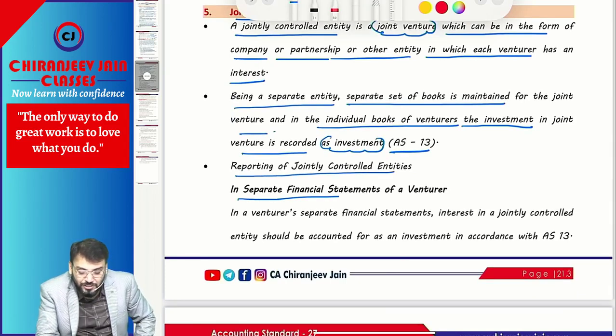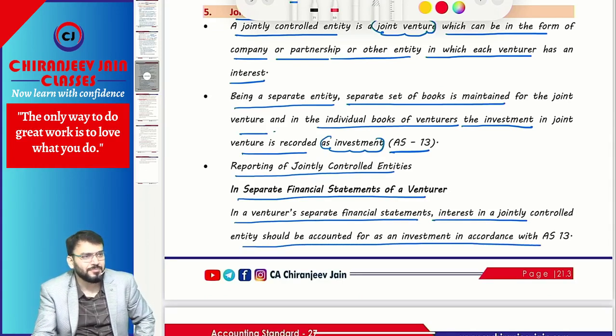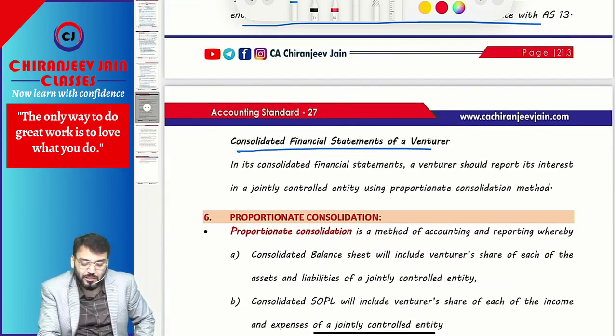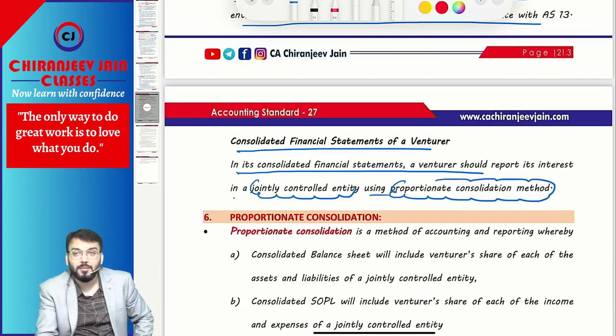Reporting of jointly controlled entity. In the venturer's separate financial statements, interest in jointly controlled entities should be accounted for as investment in accordance with AS 13. But in the consolidated financial statements, the venturer should report its interest in the jointly controlled entity by using the proportionate consolidation method.